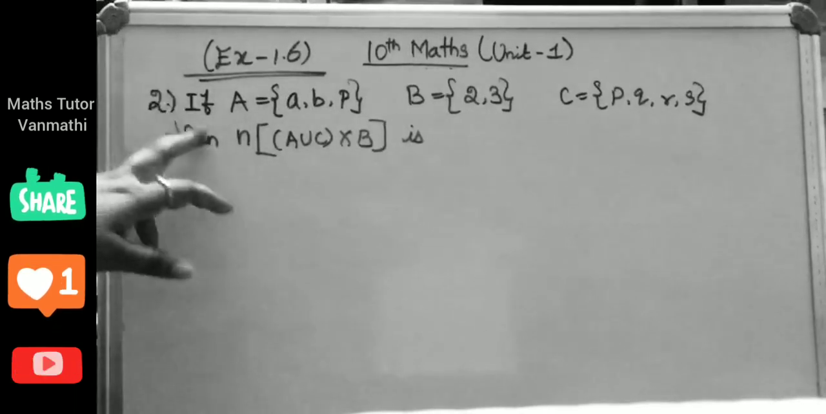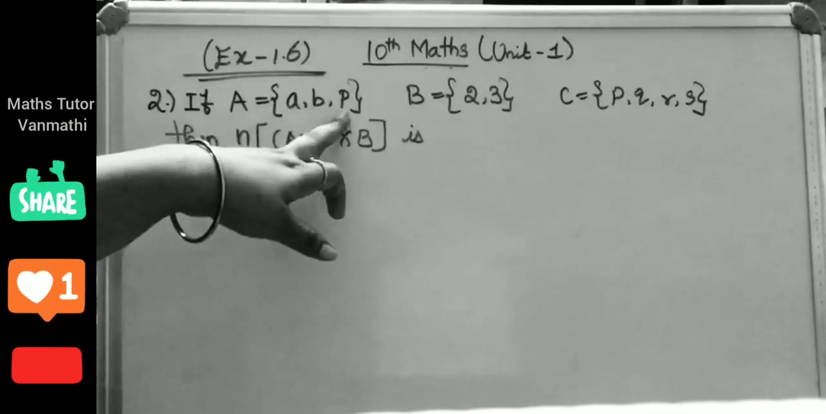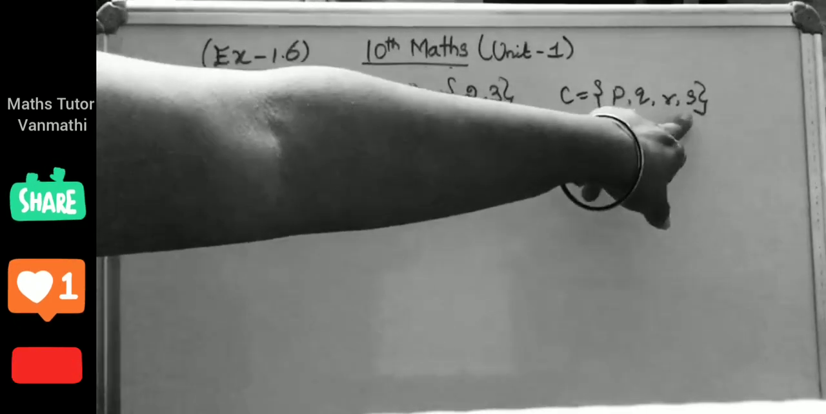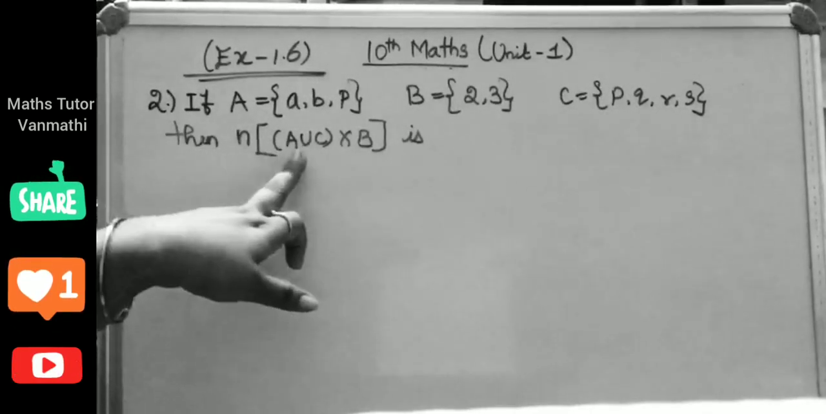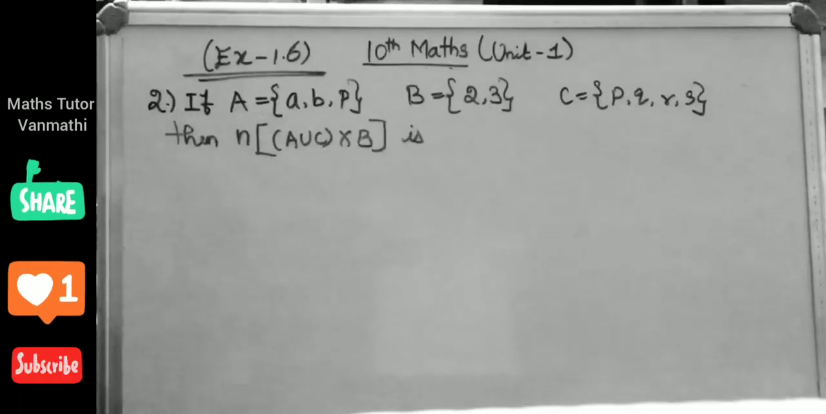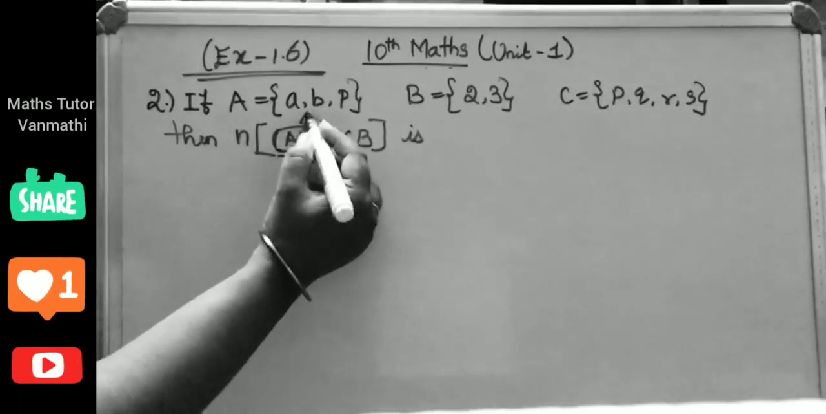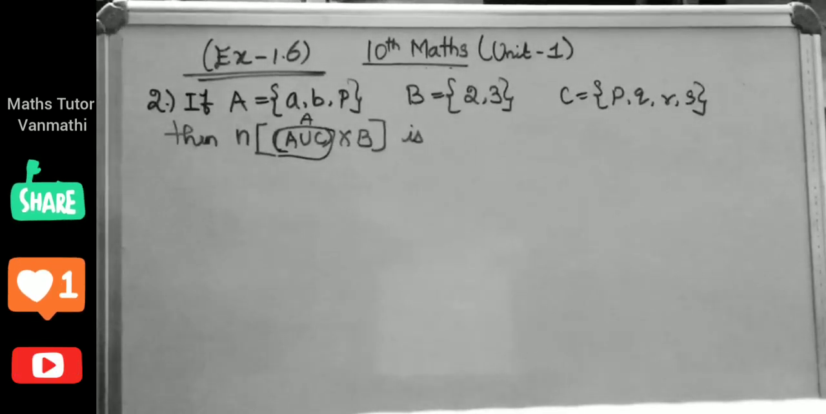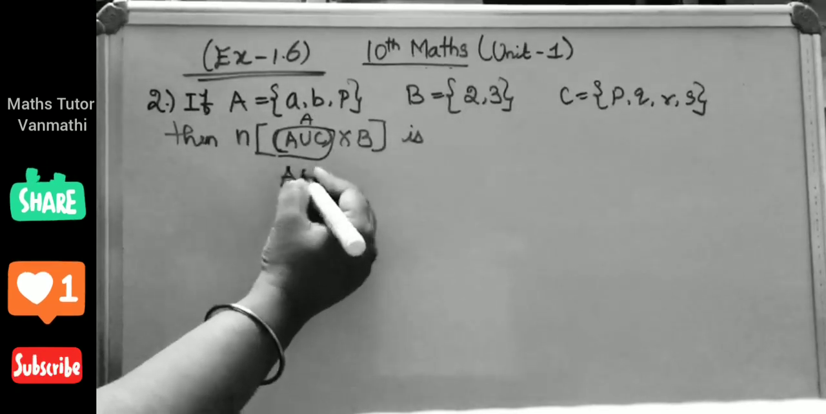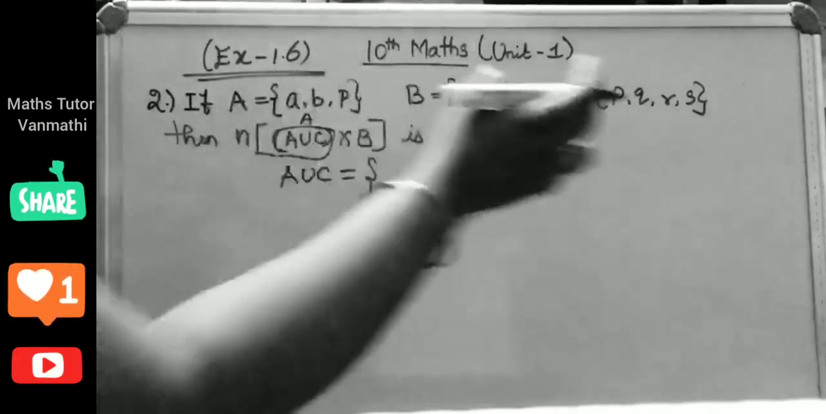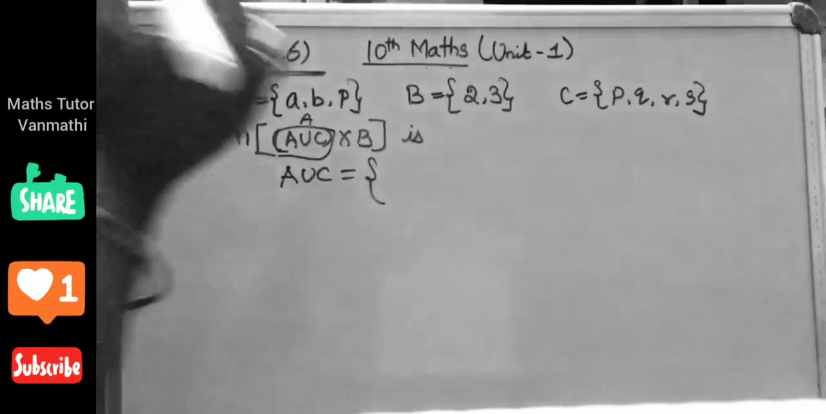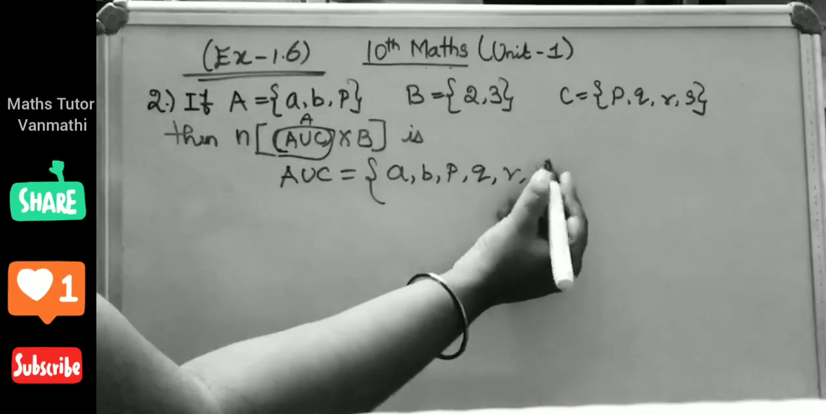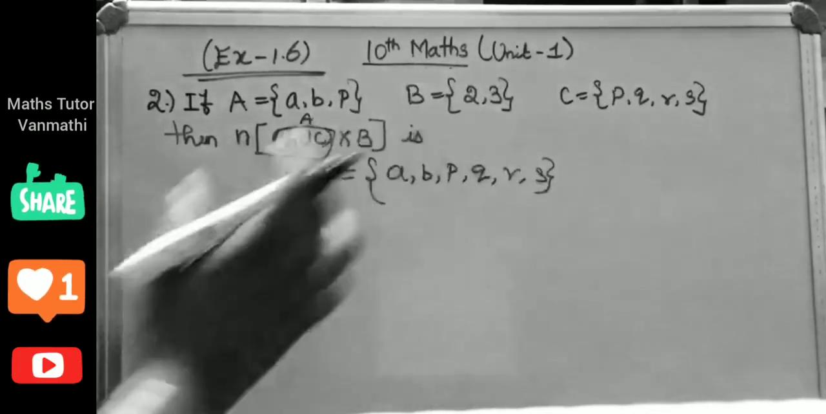Second problem. If A equal to {a, b, p} and B equal to {2, 3}, C equal to {p, q, r, s}, then find n of (A union C) cross B. Here A union C is considered as one set, and B is another set. So first we find A union C, which is combining A and C. We can write it as a, b, p, q, r, s. Clear?